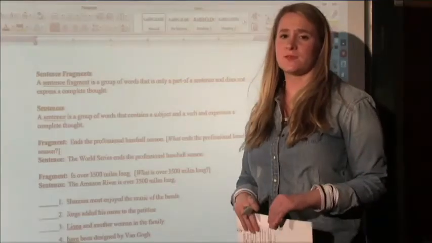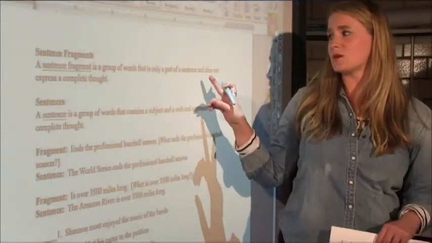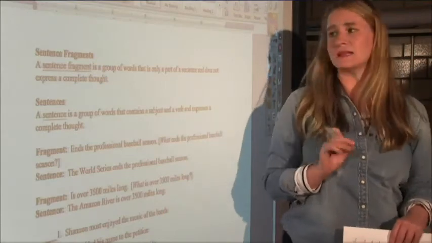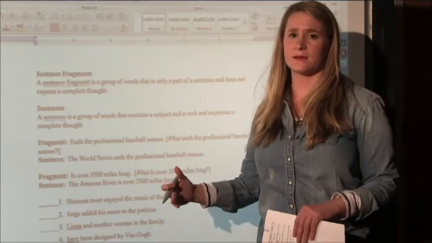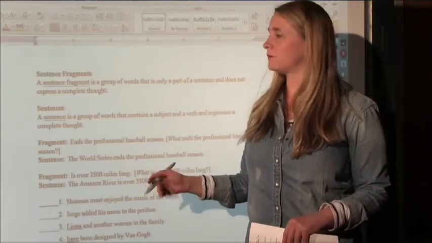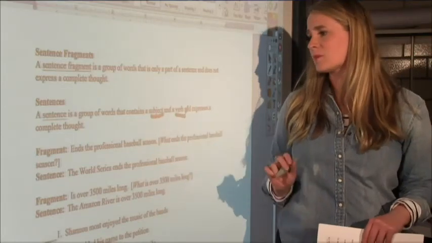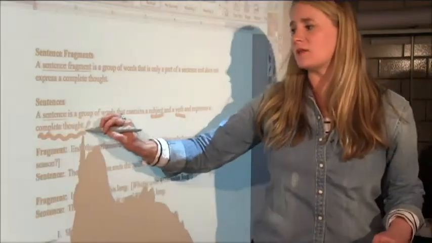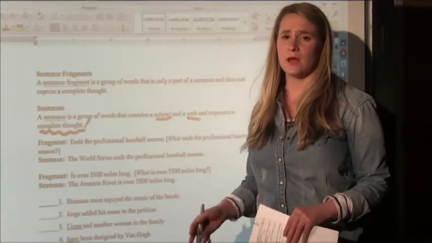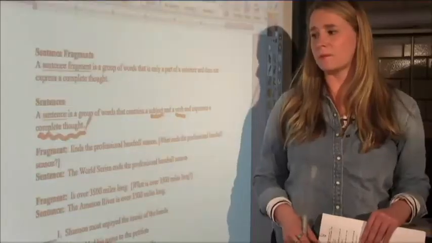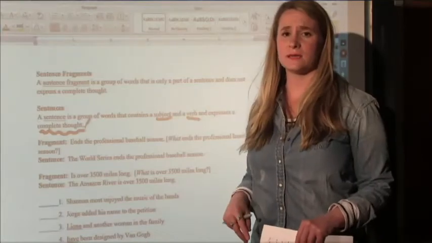Today we're going to talk about sentence fragments and complete sentences. A sentence fragment is just a group of words that is only a part of a sentence, and it does not express a complete thought. So if someone walked into the room and said a sentence fragment, you would not know what they were talking about. Whereas a sentence is a group of words that contains a subject and a verb, and it expresses a complete thought. So again, if someone came in the room and said a complete sentence, you would have some idea what they were talking about. So I've got some examples here of fragments and how you can make them into sentences.